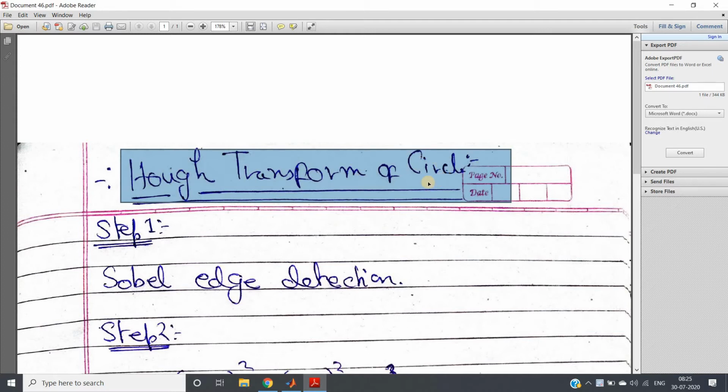In this particular video I am going to discuss how you can detect circles present in an image. Here also the Hough transform, which we have used for detecting straight lines present in an image, the same algorithm we are going to use, but with a little variation, a little twist.